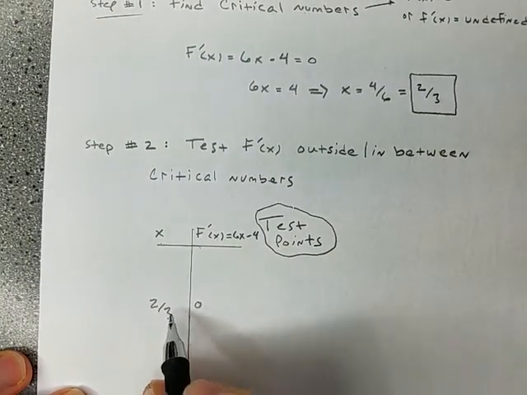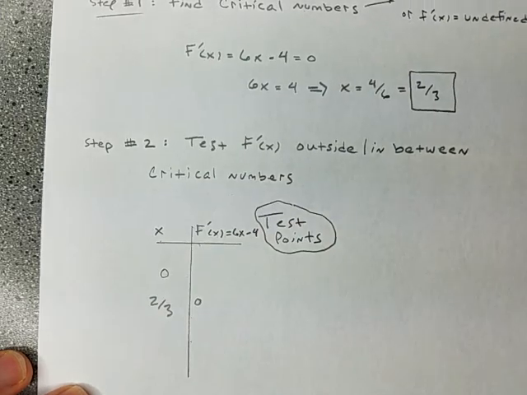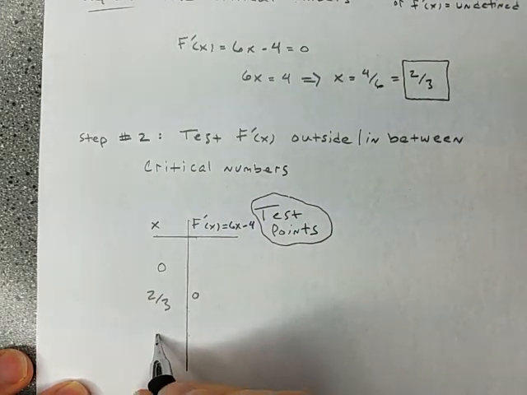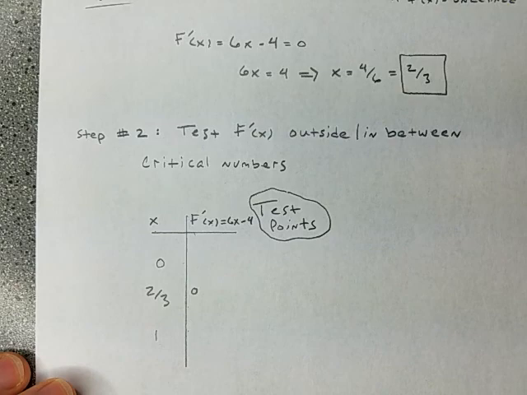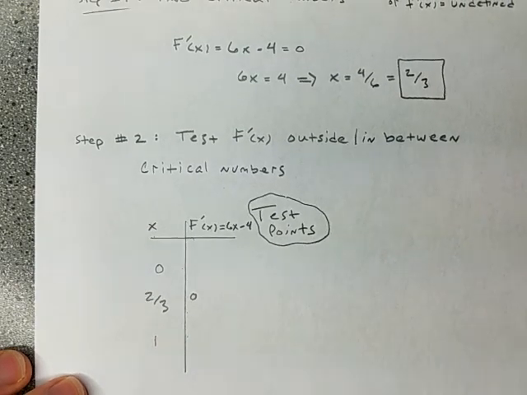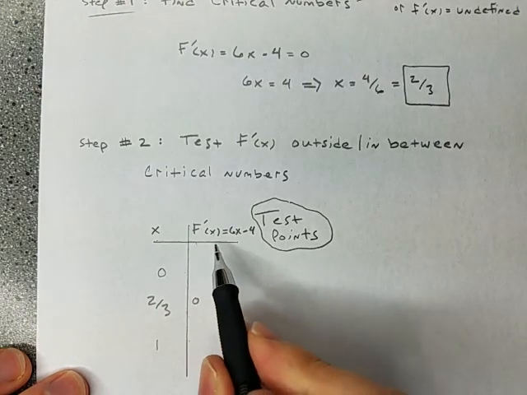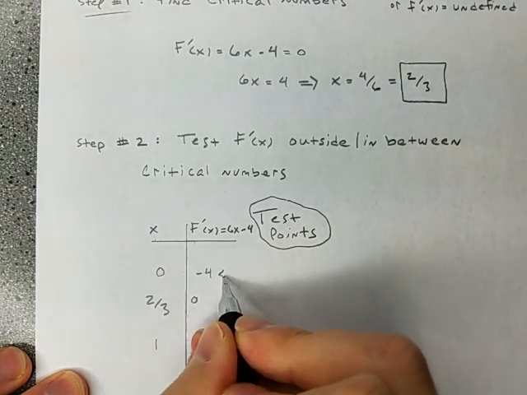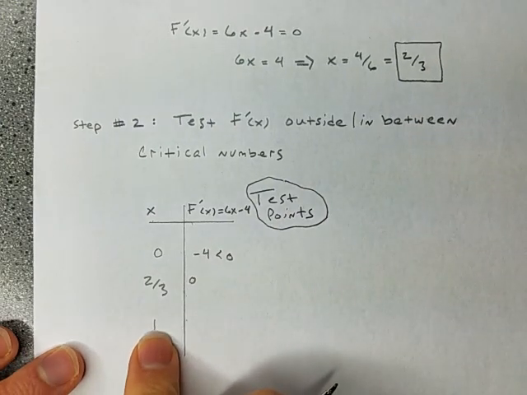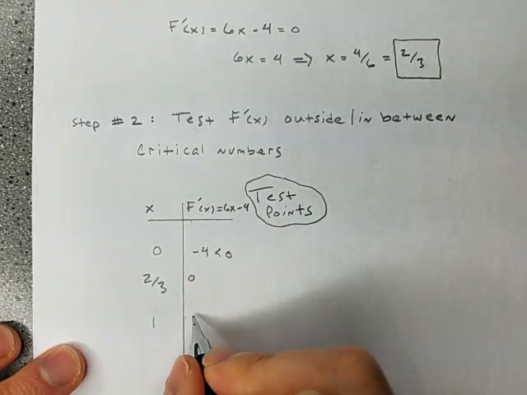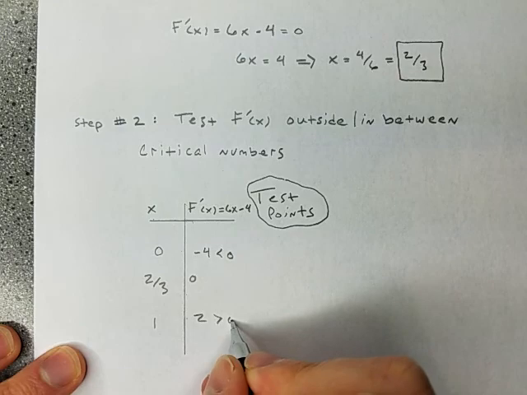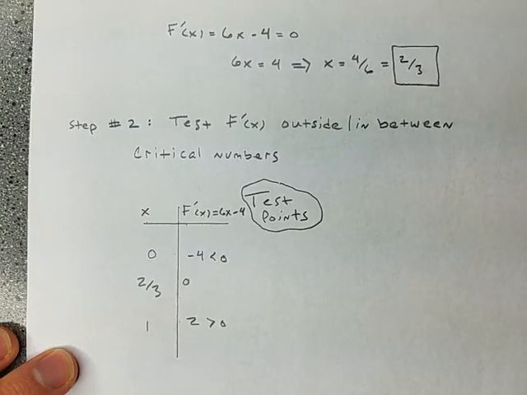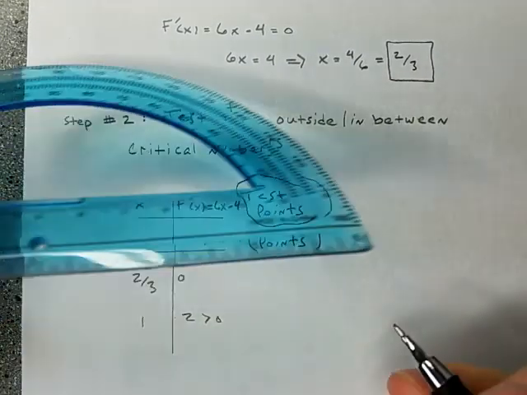So what's less than 2/3? Oh, 0 is a nice easy number. And what's more than 2/3? 1, that's an easy number. You can use any number to test. So, 0. What is 6 times 0 minus 4? That's negative 4. That's less than 0. And 1, what's 6 times 1 minus 4? That's 2. That's greater than 0. Okay? So that gives us this vision of the curve.